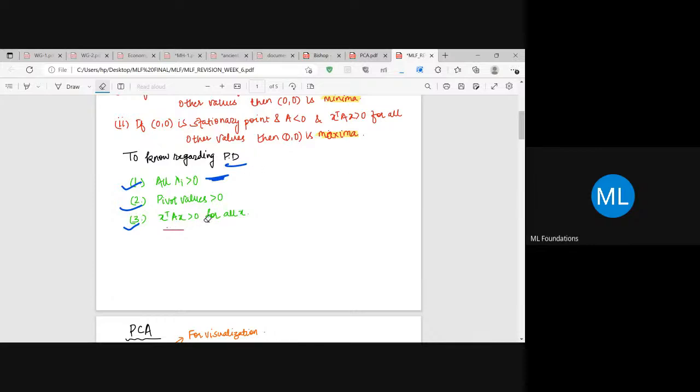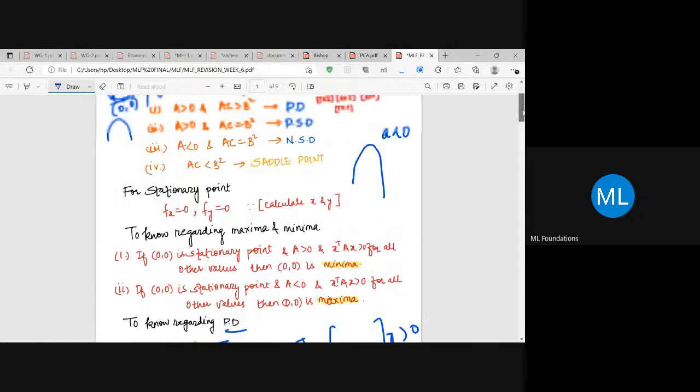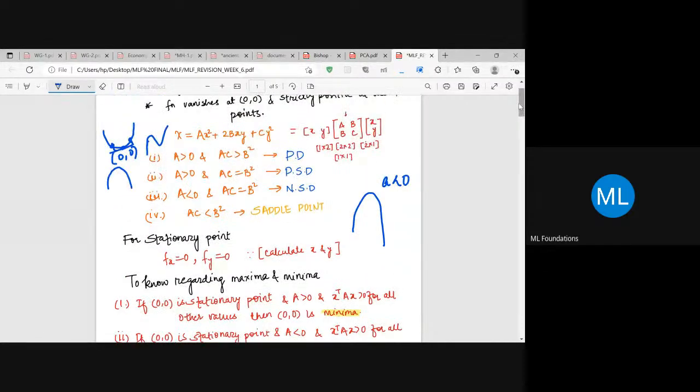The third method is pretty difficult, because you need to check whether this function is positive or negative for all the values of x. For example, if you have a matrix A, you compute x transpose A x, and check whether for all the x you put in, this function is greater than 0. If it is greater than 0 for all x values, then you can say this is positive definite. But this is a pretty difficult method to calculate. So the best one is to calculate the eigenvalues, as the starting sir has discussed.